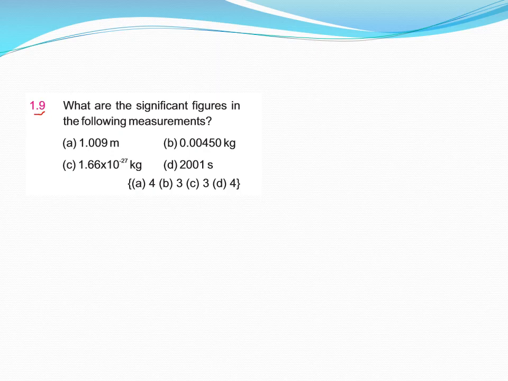Again in 1.9 we are to find out the significant figures in the following measurements. A has 4 significant figures, B has 3 significant figures because these leading zeros are not significant. So these 3 digits are significant. Or alternatively, you can convert it into scientific notation to know how many significant figures there are, as I did in the previous 1.8 question. Again, how many significant figures does C have? 3 here. And D has 4 significant figures.